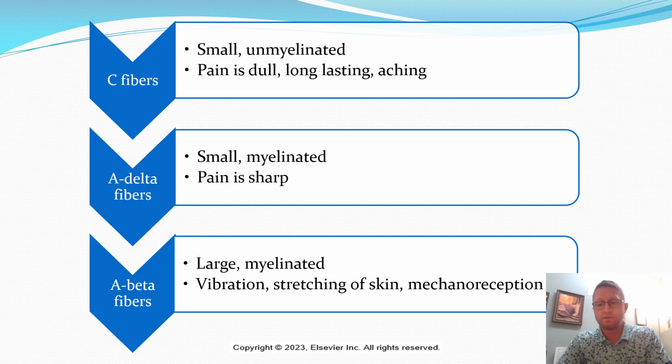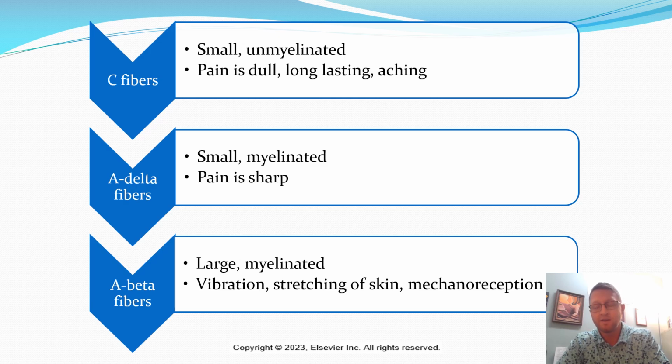I really do want you all to focus on learning these different nerve fibers and the types of transmission, or the speed of the transmission and the type of pain they are transmitting to the central nervous system. So we're going to start at the top. We're going to look at these C fibers here. These are small in diameter.